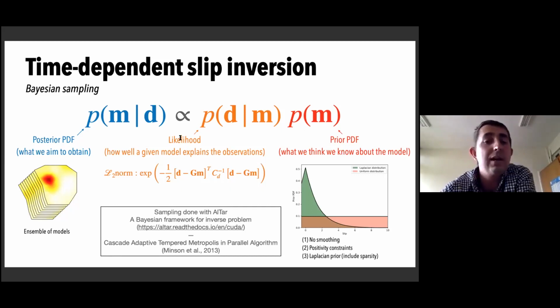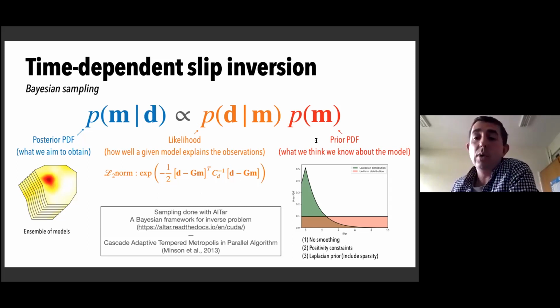So what is the likelihood? The likelihood is simply a way to say how well a given model explains our observation. So we are using for that a simple L2 norm. This is the formula that some of you might be quite familiar with. And then we had to choose also some prior. Prior is basically some information about what we think we know about the model.